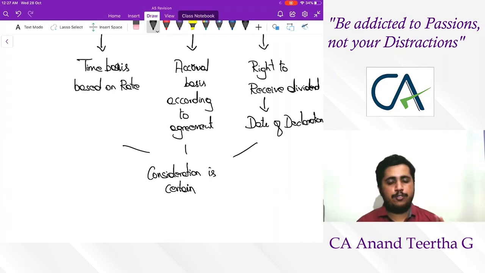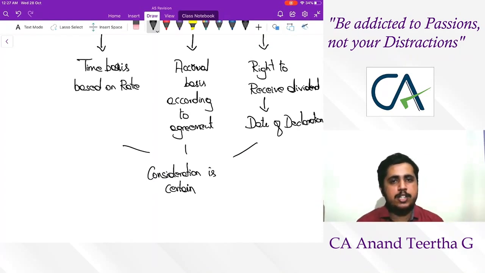So now we saw how the 5 types of revenue should be recognized. Sale: significant risk and reward transfer. Service: according to the agreement, either go for completed service contract or proportionate completion. Third, interest: time basis. Royalty: accrual based on agreement. Dividend: when the right to receive dividend arises. So these are the 5 types of revenue which should be considered for the revenue recognition concept.